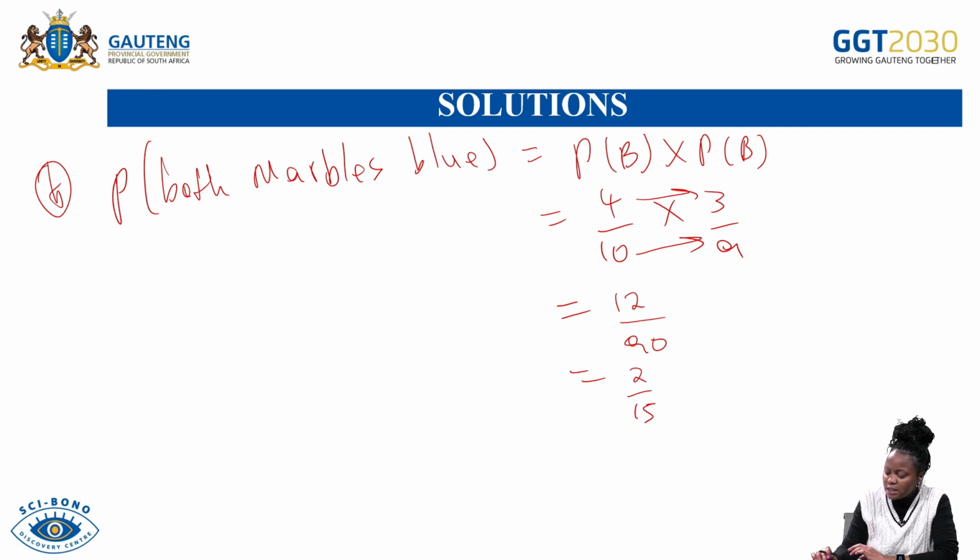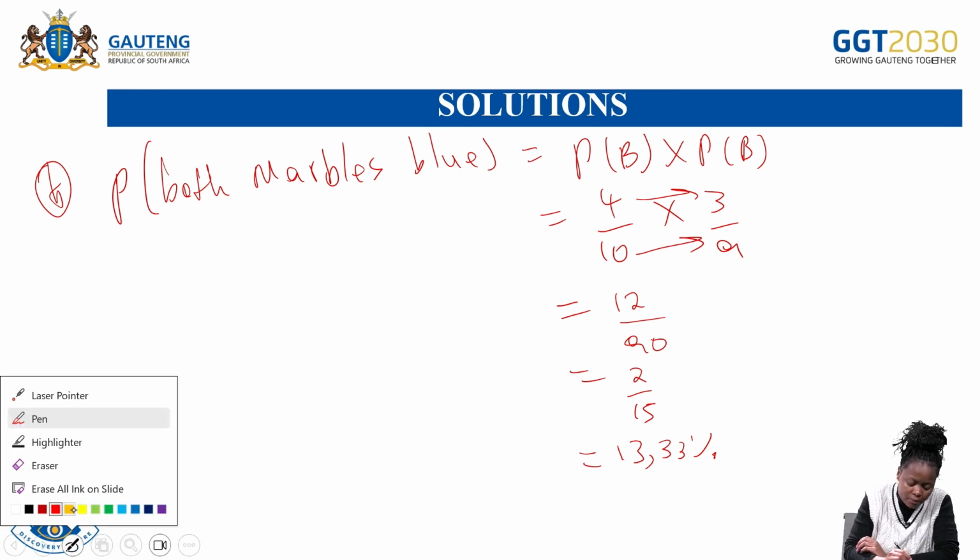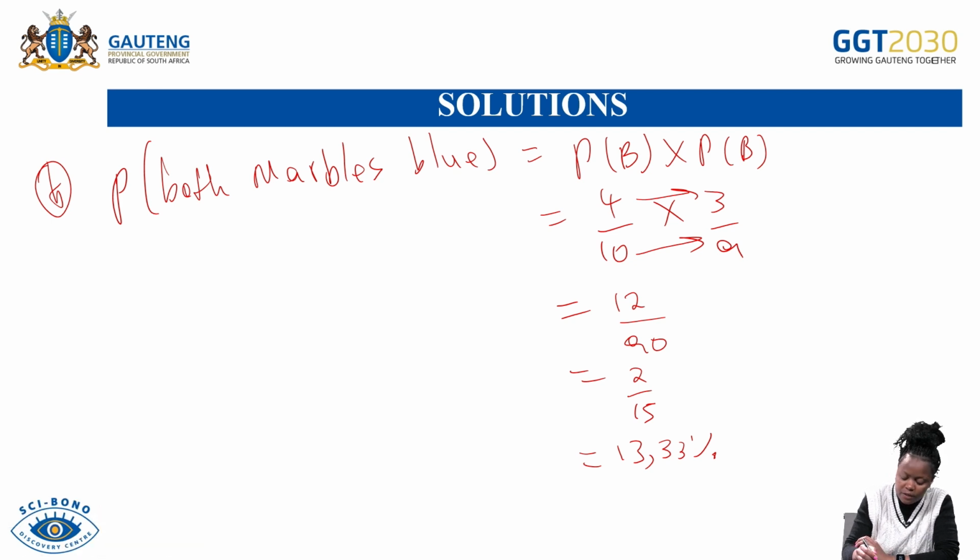Then if you write it as a decimal, when you write it as a percentage, it is going to be 13.33%. Then you are going to get your full marks. Even if you leave it there, you'll get your full marks like that. Ne?